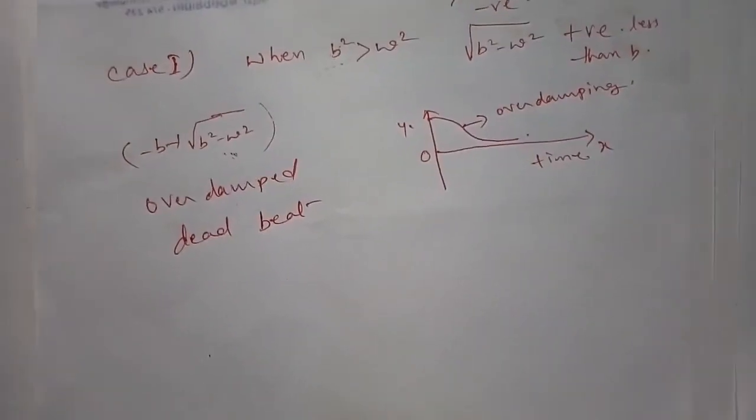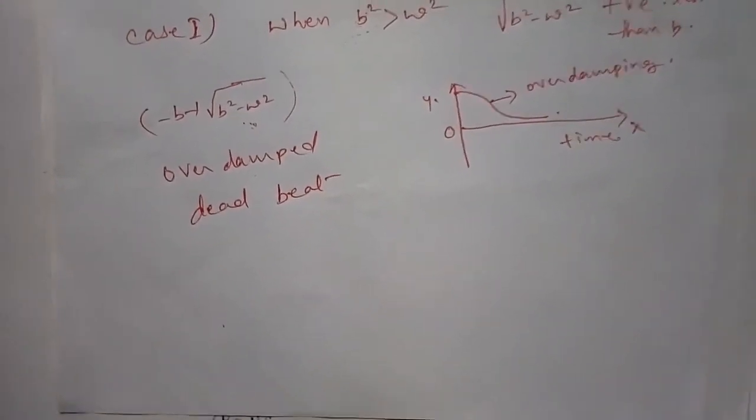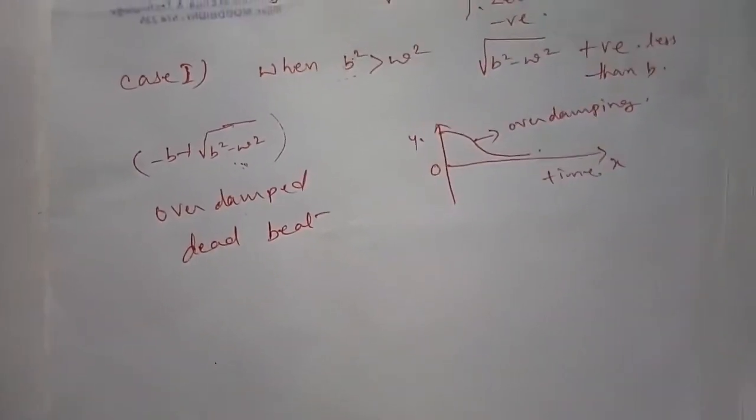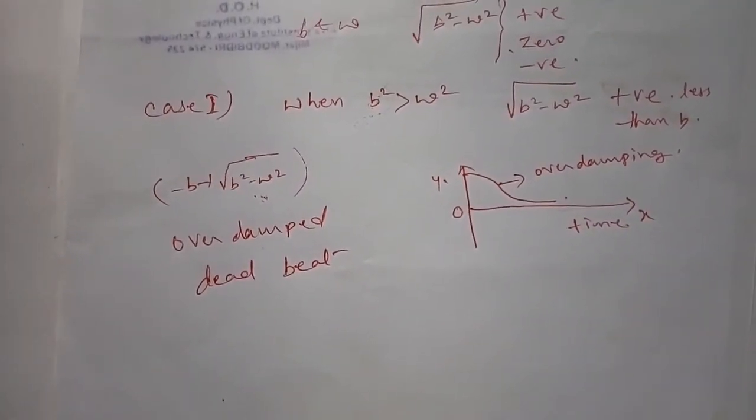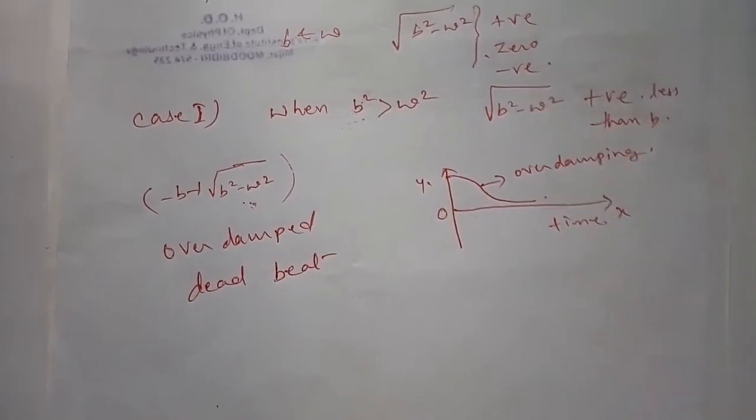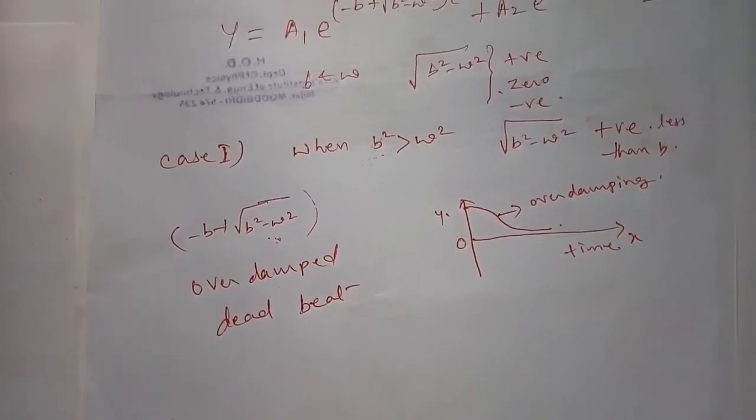This type of motion is shown by a pendulum moving in a thick oil, or a deadbeat moving coil galvanometer, and other things. You can see this. Okay. Alright, next, case 2.